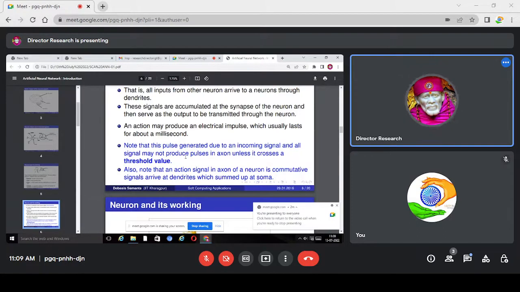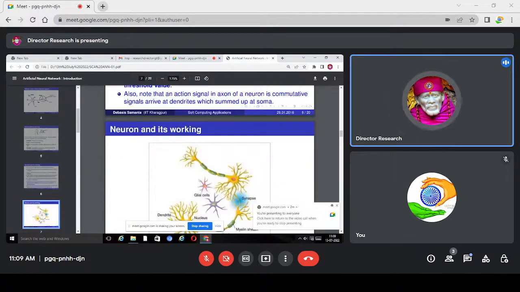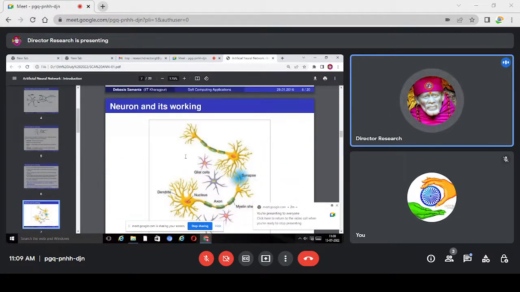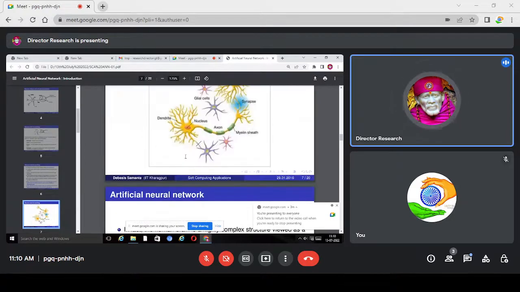So also note that the action signal in the axon of a neuron is the cumulative signals arriving at the dendrites, which are summed up at the soma. It's how the brain works, of course. How the brain neurons communicate with each other, how the chemical substances work, how they are electrically connected. What impulses come from the brain, how the cells are connected in the brain, how they communicate. So in every module I am explaining, this is important for our artificial neural networks. This is very important for our course.